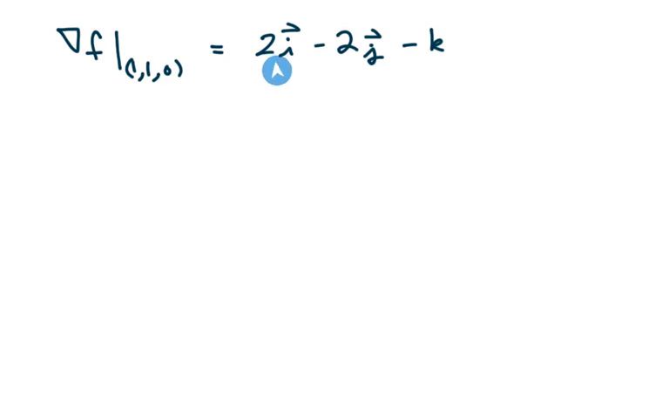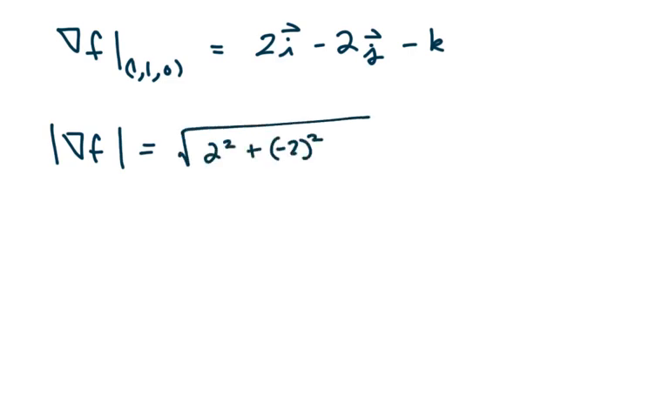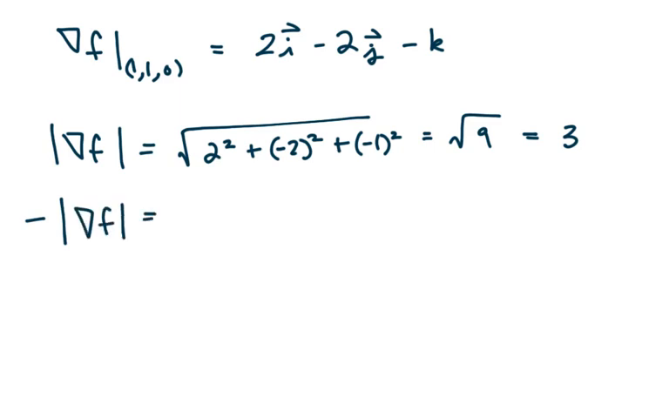So we know that it increases most rapidly in the direction of the gradient, and then it decreases most rapidly in the direction of negative gradient f. So the magnitude of the gradient of f is 2 squared plus negative 2 squared plus negative 1 squared, which gives me the square root of 9 or 3. And then negative the gradient of f. That would just be that 3 negated.